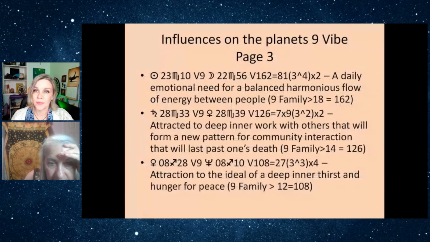Okay, and the last one is Venus Neptune, vibe 108, which is 9 times 12 is 108. And this is Venus Neptune, so 12. Attraction, Venus, to the ideal of a deep inner thirst and hunger. That's a 12 for peace. 27. Okay. That's awesome. I love it. So that's what we see here.